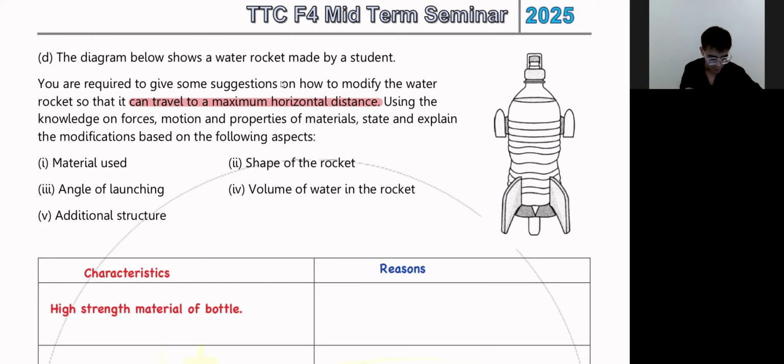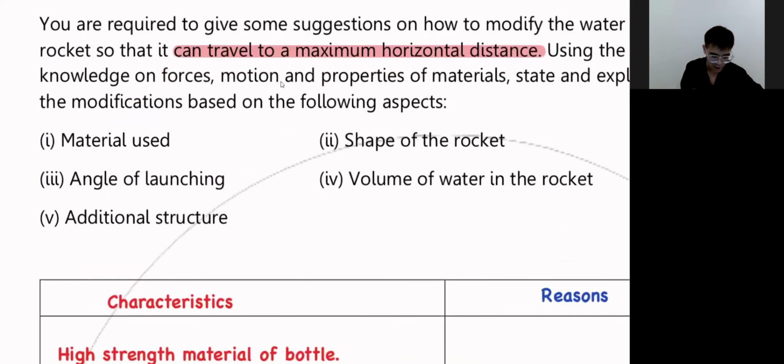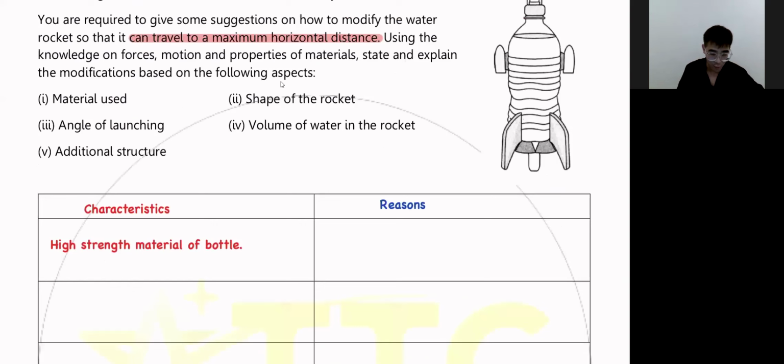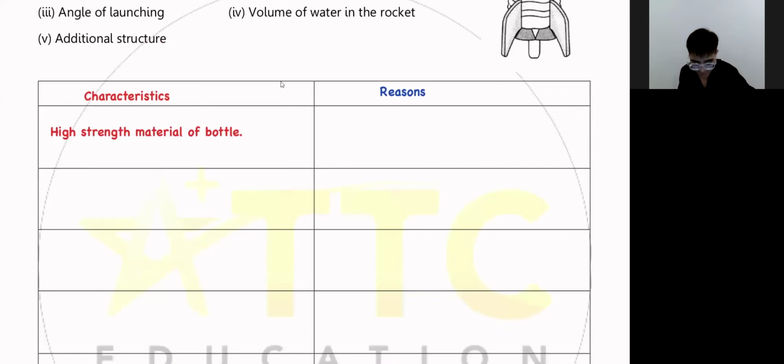So later on, if you look at the third modification, the question also asks you to modify how you want to launch the rocket. How you want to launch the rocket. At what angle? So later we will discuss that. But this one, high strength material of the bottle, we'll come back to this one.